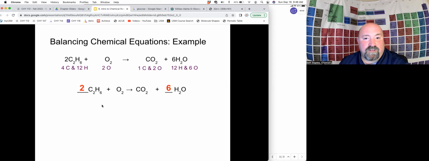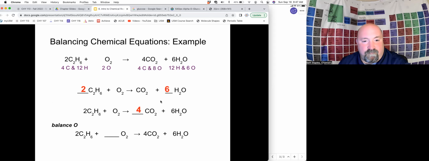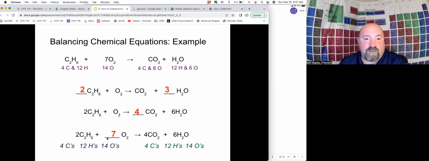So I'm at this scenario now. We do our counts, and so we can see now that we're going to have to adjust our number of carbons. We have 4 carbons over here on our reactant side, only 1 over here on our product side. We put a 4 there to take care of that. Finally, we can take care of our oxygen. 4 times 2 is 8, plus 6, we have 14 oxygens over here. So we can put a 7 there, and now we're finally balanced.